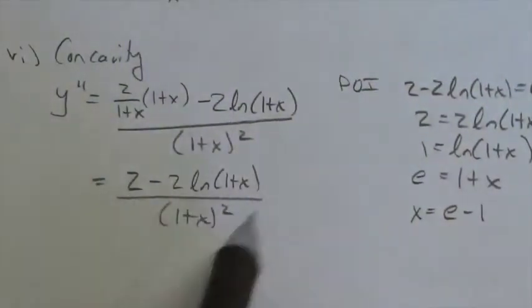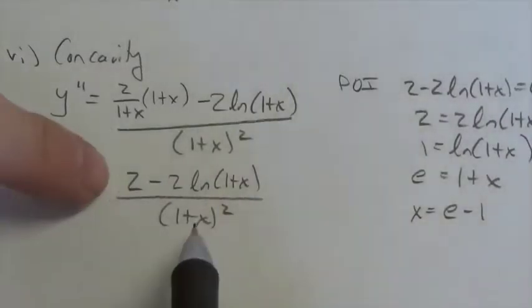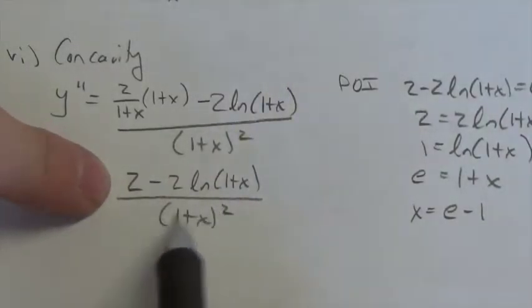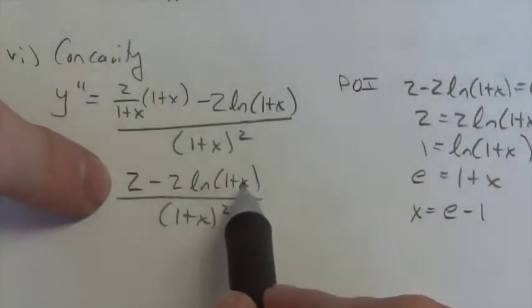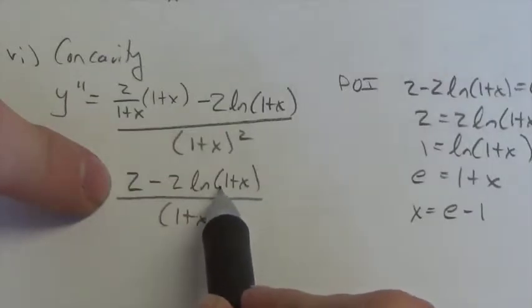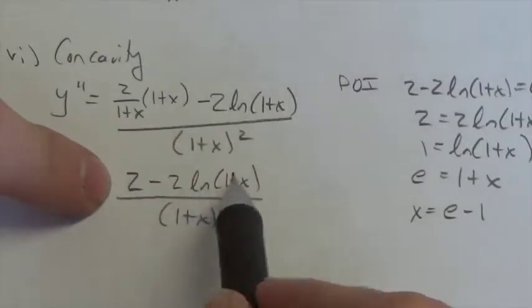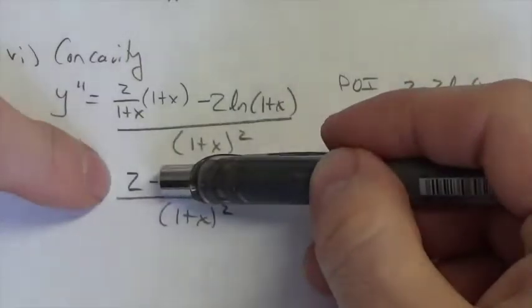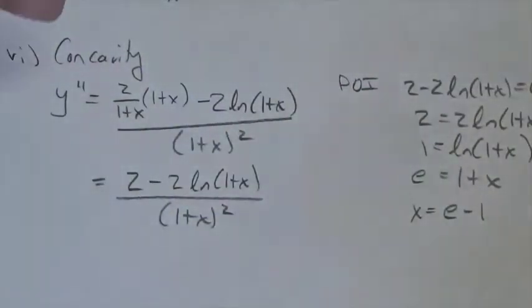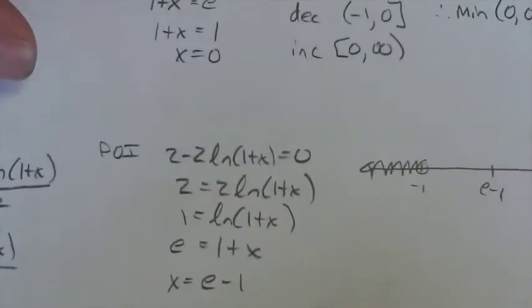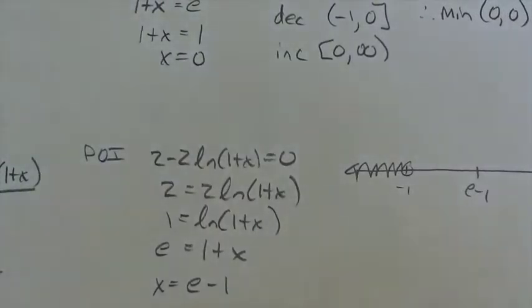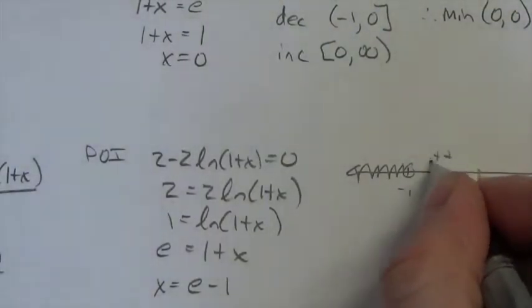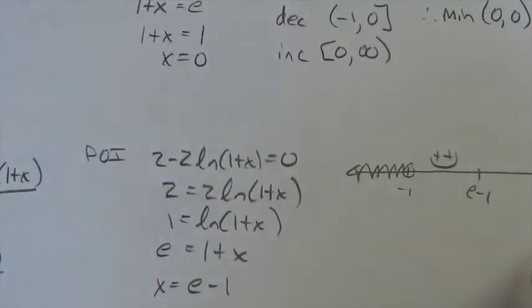So if I plug 0 into my second derivative here, 1 plus 0 squared is going to be 1, so that's not going to do anything. And if I plug a 0 up here, 1 plus 0 is 1. The natural log of 1 is 0. This whole thing quickly reduces down to just positive 2. Okay, meaning that what we've got here is a positive value. It's going to be concave up in that interval.